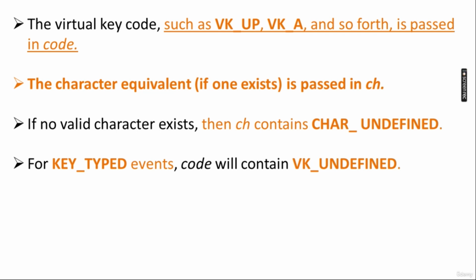The character equivalent, if one exists, is passed in ch. If no valid character exists, then ch contains CHAR_UNDEFINED. If the particular key that generated the key event is unable to create a character, it contains CHAR_UNDEFINED as the character ch. For key typed events, code will contain VK_UNDEFINED.